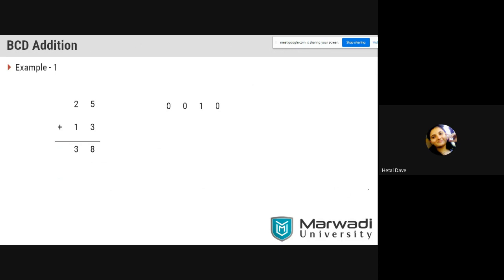So don't convert 25 into binary. Convert 25 into BCD. We know this rule. 2 is BCD 0010 and 5 is 0101. Consider the next number, 13: 1 and 3. So 1 is 0001 and 3 is 0011. Is there any doubt?